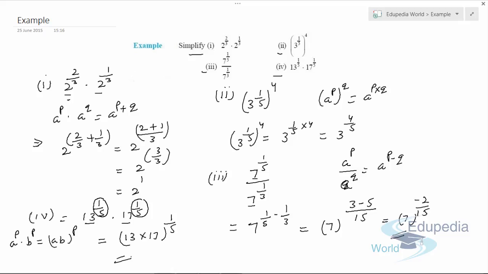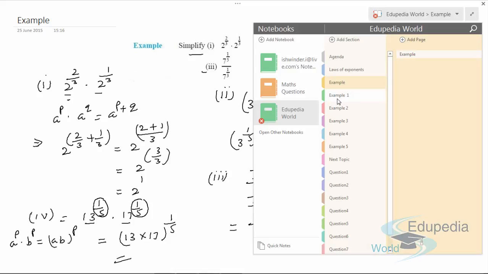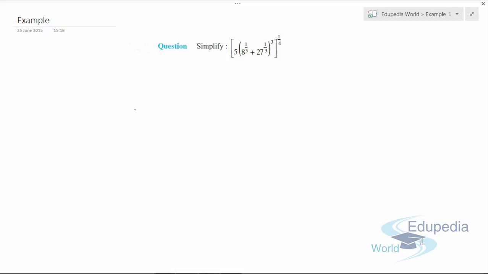So these were some of the basic questions based on laws of exponents. So let's discuss some more questions which are a bit exam type, which are generally seen in examinations. So watch the video carefully. Now you have to simplify this. Whenever they say you have to simplify, it means you have to simplify this complete part as much as possible. So let's try to simplify as much as possible.